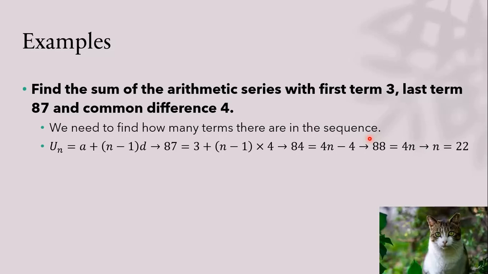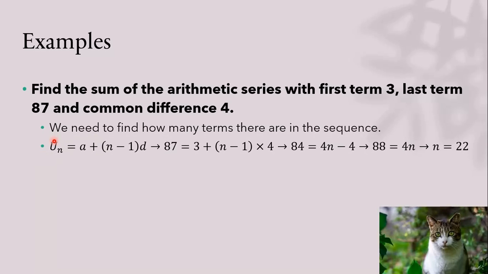We need to find out how many terms there are in the sequence, so we have the first term and the common difference, so we can find the nth term. So u of n equals a plus n minus 1 lots of d. So 87 equals 3 plus n minus 1 lots of 4. So 84 equals 4n minus 4. So 88 equals 4n. So n equals 22.